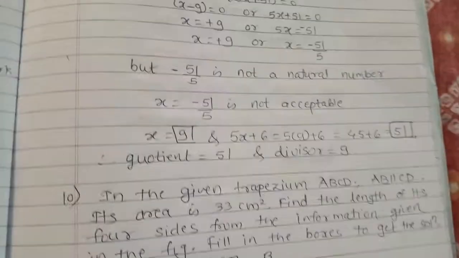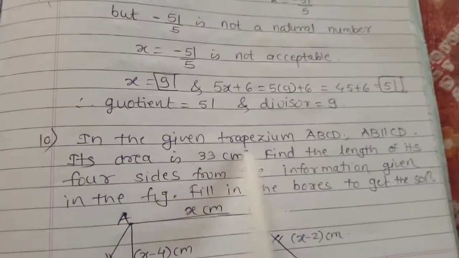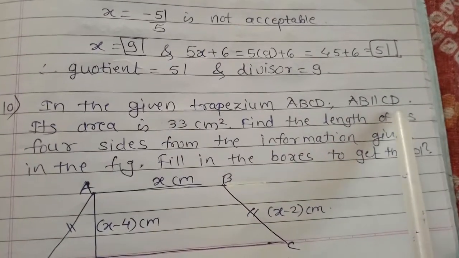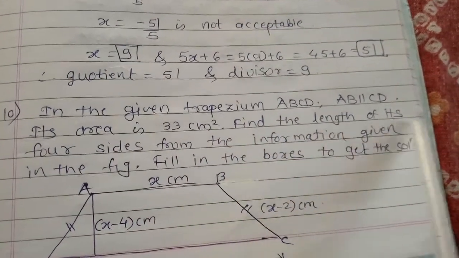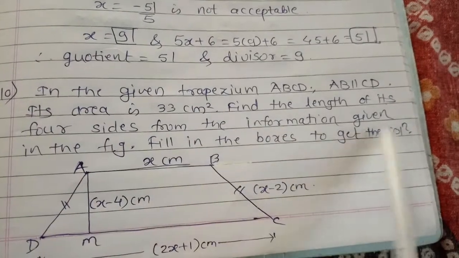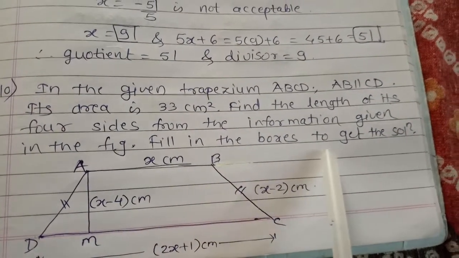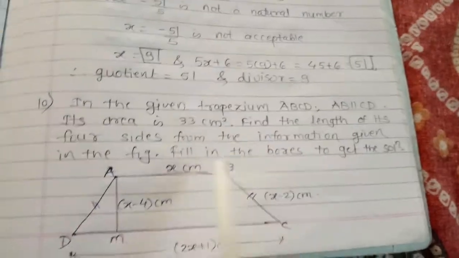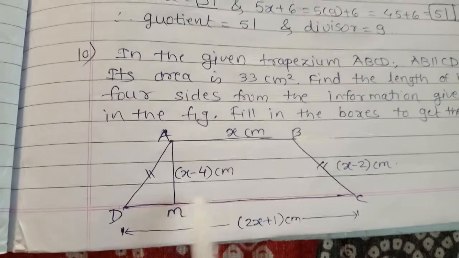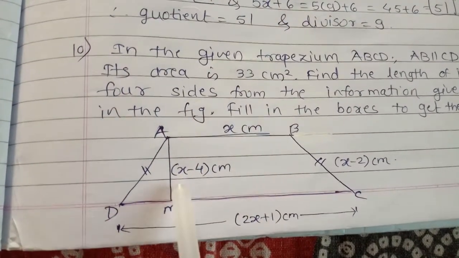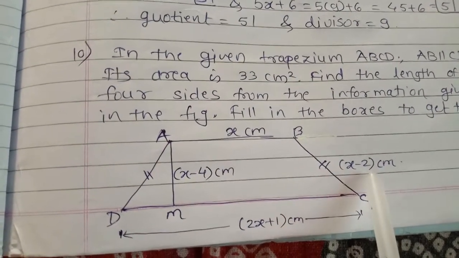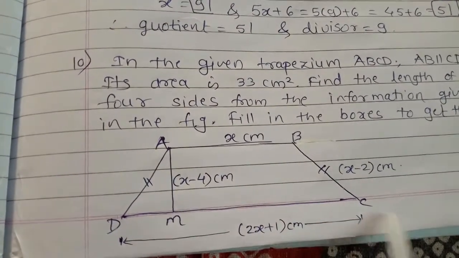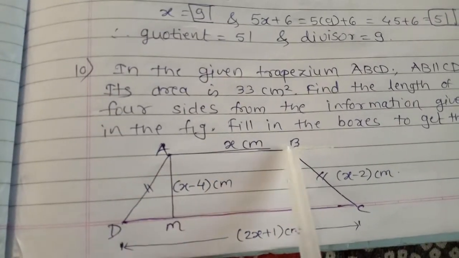And the last example from this chapter: in the given trapezium ABCD, AB is parallel to CD and its area is 33 centimeters square. Find the length of its four sides from the information given in the figure. Fill the boxes to get the solution. Now see what you are given in the example. It is a trapezium. You are given this height is x minus 4, and these two sides, that is AB and BC, are congruent and they are x minus 2. The length of DC is 2x plus 1, and the length of AB is x.